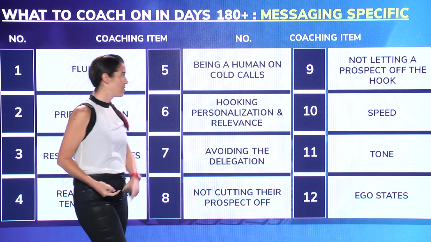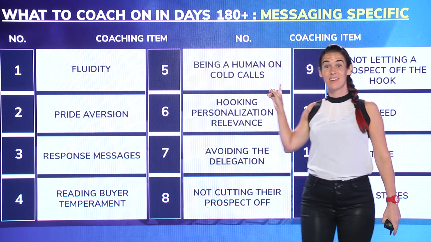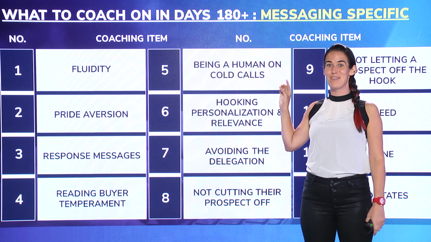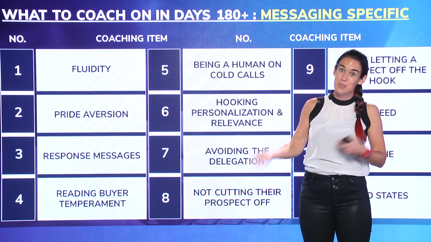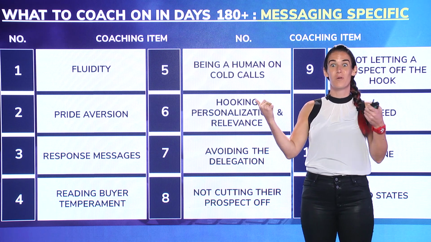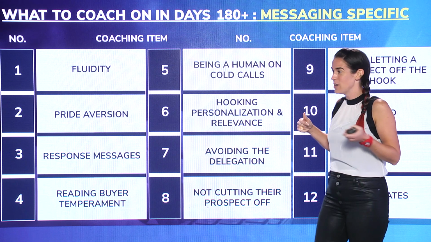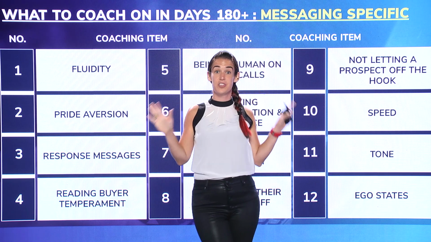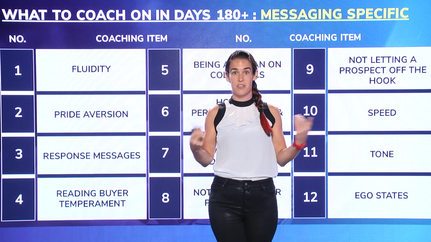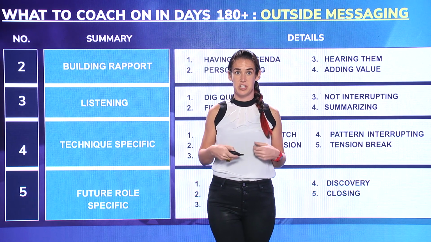At number 8, not cutting your prospect off. Number 9, not letting the prospect off the hook when they give you a shallow objection and you hit that crossroads of basically you can either use the pattern interrupt that was taught to you, or you can just say, oh, okay, I'll send you the email. Are they letting the prospect off the hook or not? Speed, tone, and ego state. So these are just some examples, but you essentially want to get into the more finite pieces of messaging.